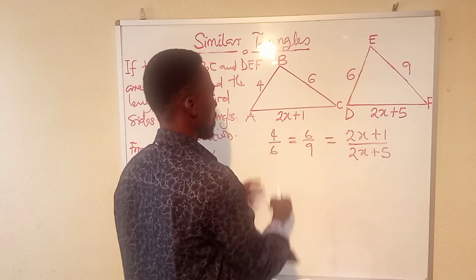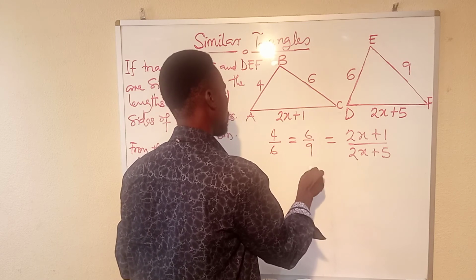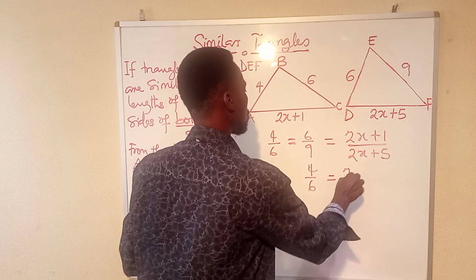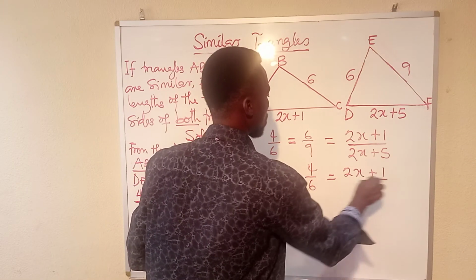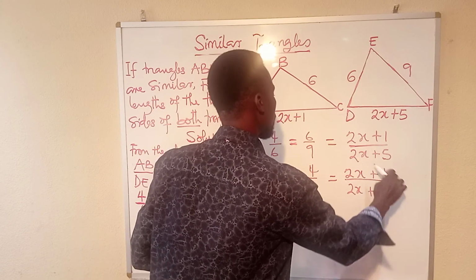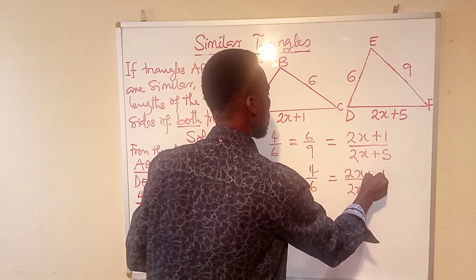That is the side 4 out of 6. So let's use 4 out of 6. So 4 out of 6 is proportional to 2x plus 1 and 2x plus 5. This is what we have. So let's write this properly.